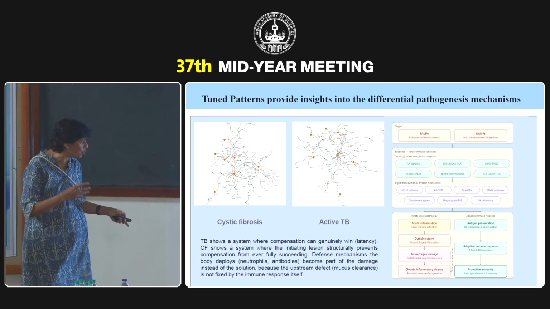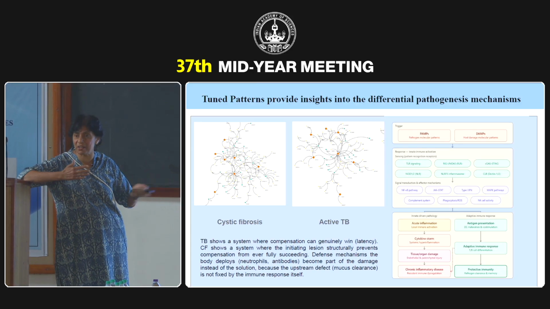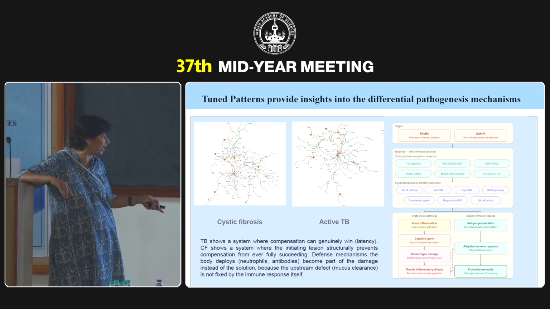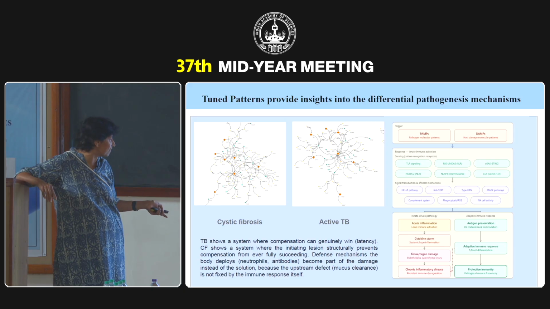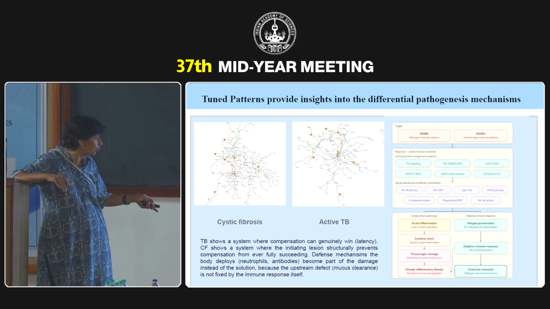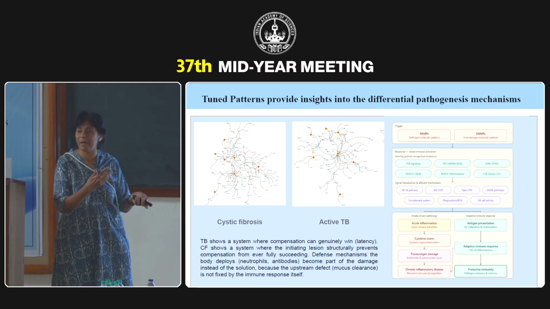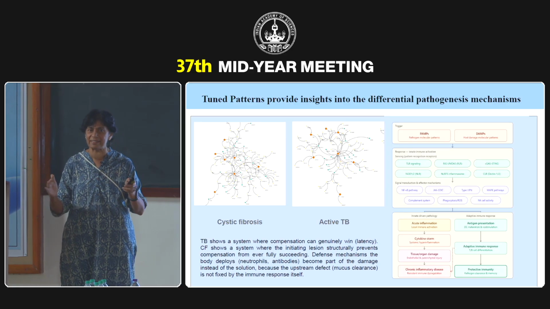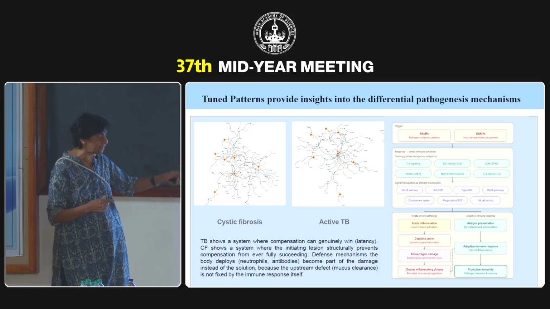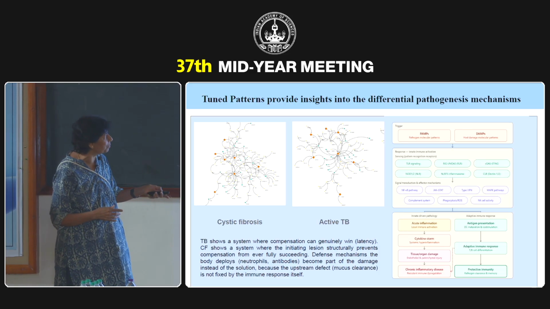So in fact, TB shows a system where compensation can genuinely win because it can push it into latency, whereas cystic fibrosis shows a system where the initiating lesion structurally prevents compensation, because even the neutrophils, antibodies, the adaptive immune responses can become pathogenic. So we are able to dissect pathogenic from protective consequences that are going on in this system. That can form a separate question, which we plan to take up in the future.